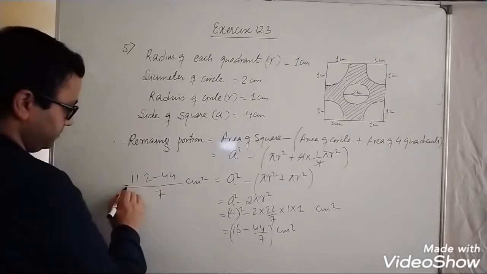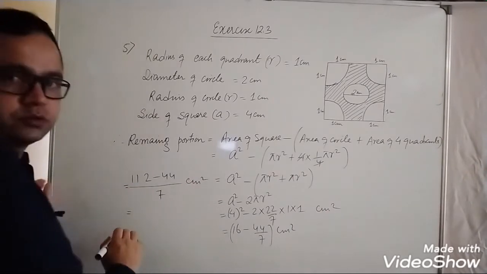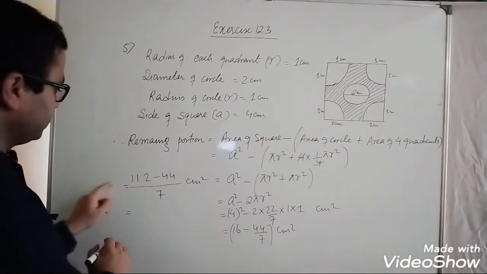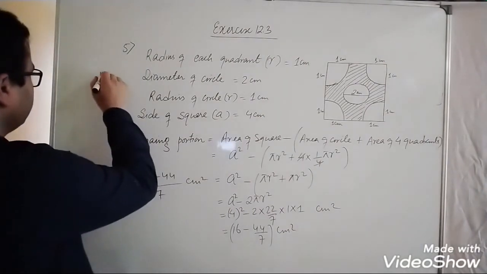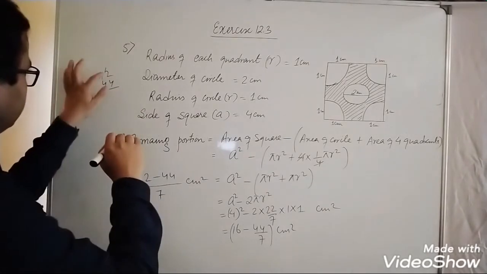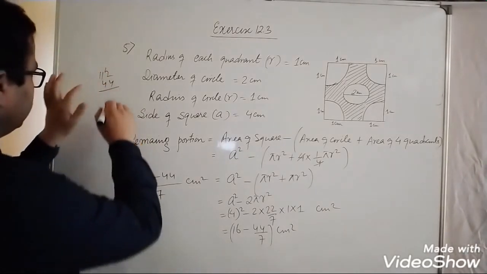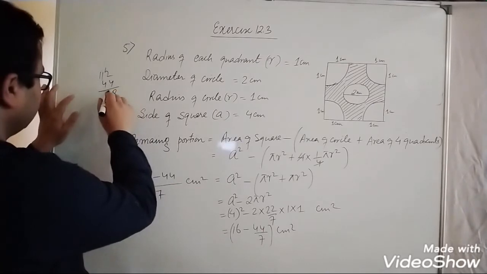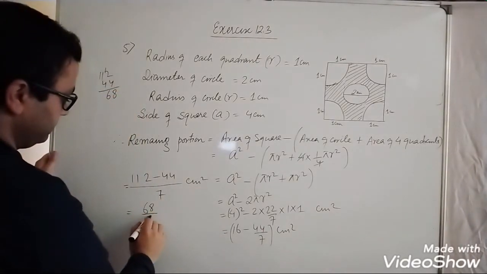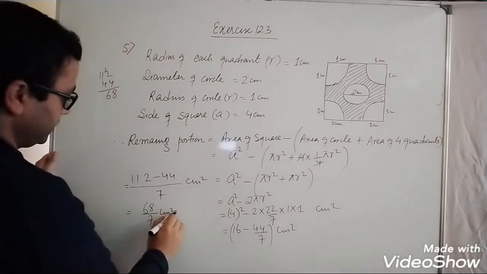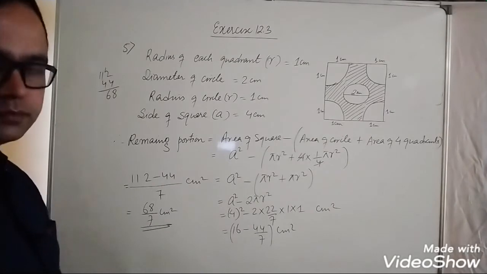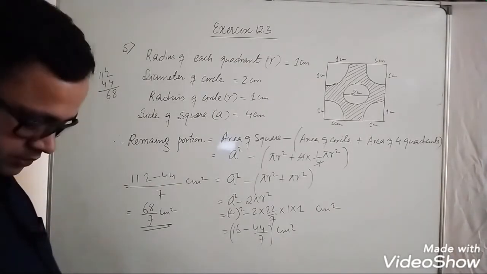Centimeter square. Now this equals 112 minus 44. 112 minus 44: 12 minus 4 is 8, 10 minus 4 is 6. So this equals 68/7 centimeter square. Now this is the answer of question number 5. Now move to question number 6.